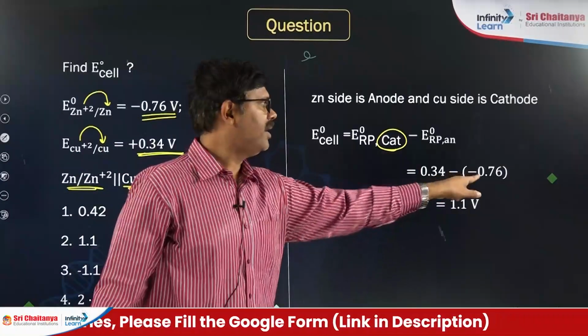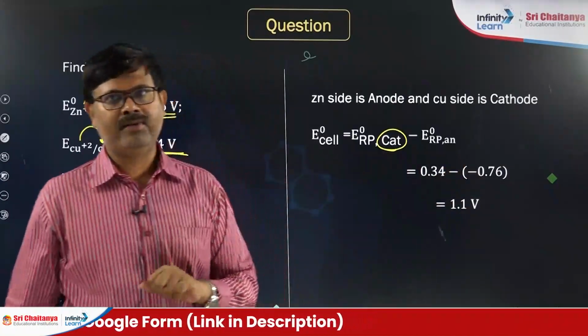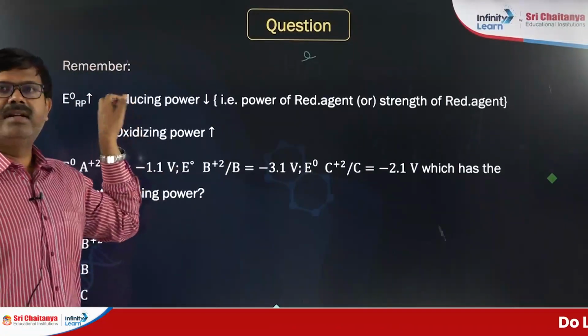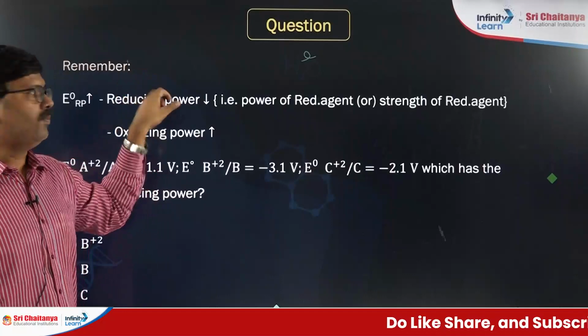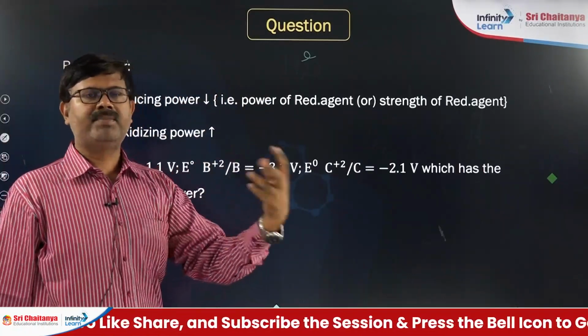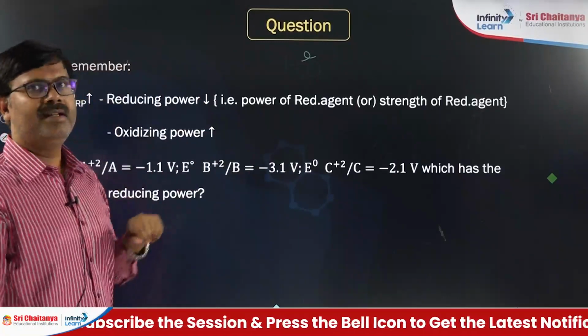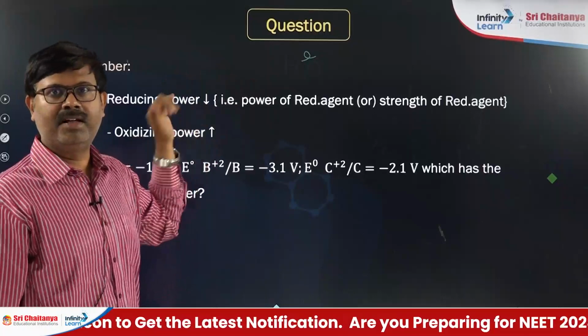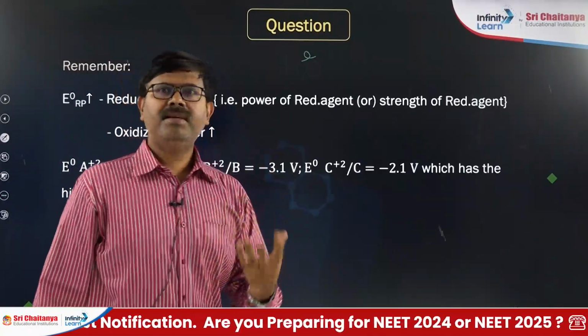And minus of minus is plus, overall is 1.1. Next, remember this point. Reduction potential: if the reduction potential value is more, then the reducing strength or reducing power of the species will be less. Opposite, inverse. And what is this reducing power?